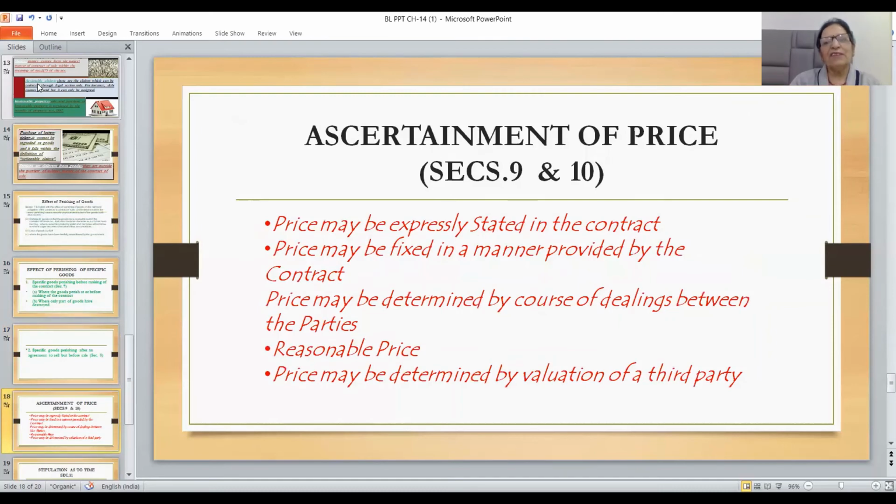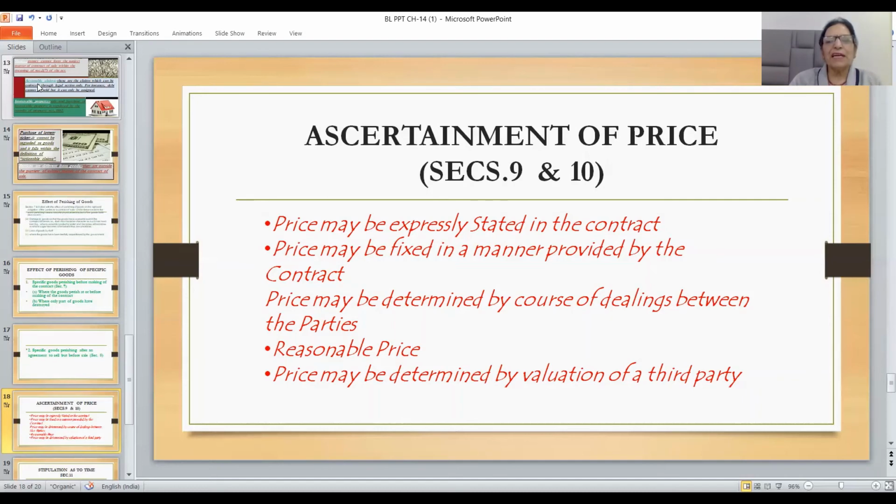Now, the next heading which I would like to consider is ascertainment of price. The transfer of property in goods from the seller to the buyer takes place for a price. It has been contained in the definition of contract of sale, which is given under section 4 subsection 2. So there are certain modes of ascertainment of price.